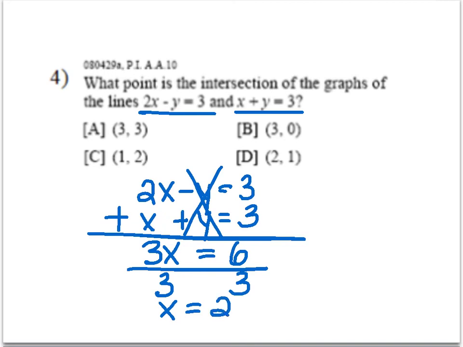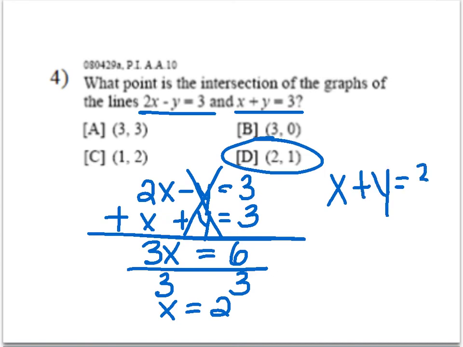Now there's only one answer that has an x coordinate of 2, and that's choice D, (2, 1). So let's do a quick check. x plus y equals 3. 2 plus y will give me 3, and so it has to be that the y coordinate is 1. So D is our correct answer.